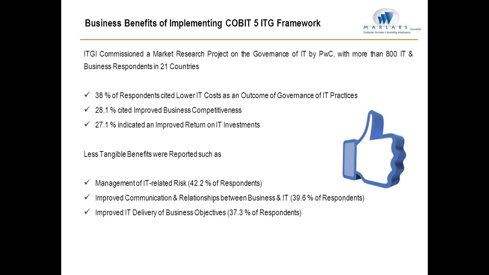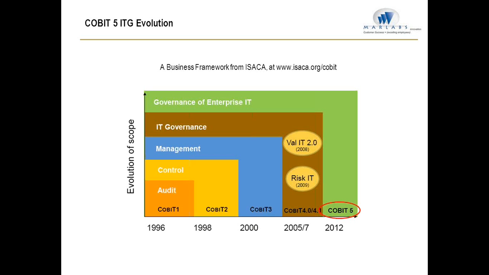There have been less tangible benefits as well reported, such as management of IT-related risks. 42% of the respondents believe that the management of IT-related risks has been a lot more effective. Improved communication and relationship between business and IT. This can be tangible, intangible as well. And improved IT delivery of business objectives. So if you see again, there have been significant benefits of implementing COBIT5 IT governance framework. If you look at COBIT5 as a framework, it is relatively new in the industry, and there have already been quantified benefits found from the industry with respect to its implementation.